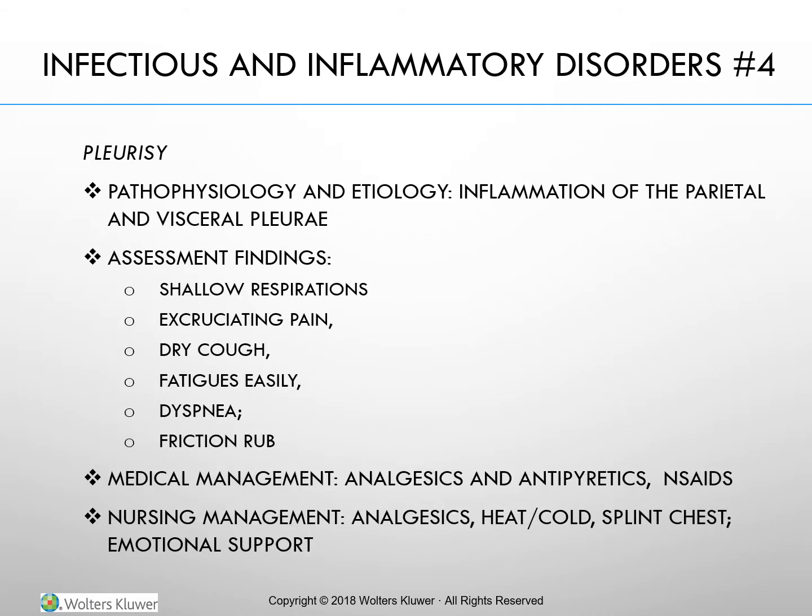Pleurisy or pleuritis refers to an acute inflammation of the parietal and visceral pleura. During the acute phase, the pleura are inflamed, thick, and swollen, and an exudate forms from fibrin and lymph. Eventually, the pleura become rigid. During inspiration, the inflamed pleura rub together, causing severe, sharp pain.